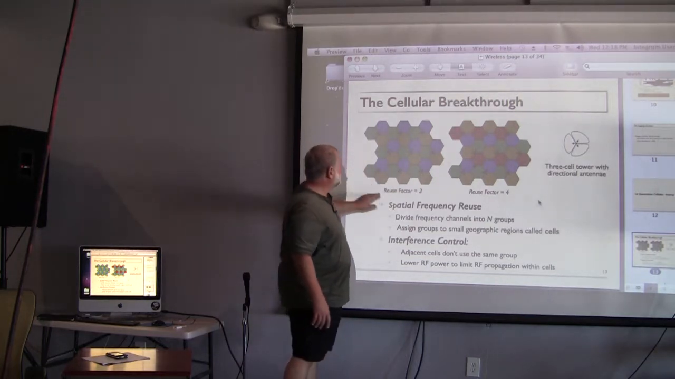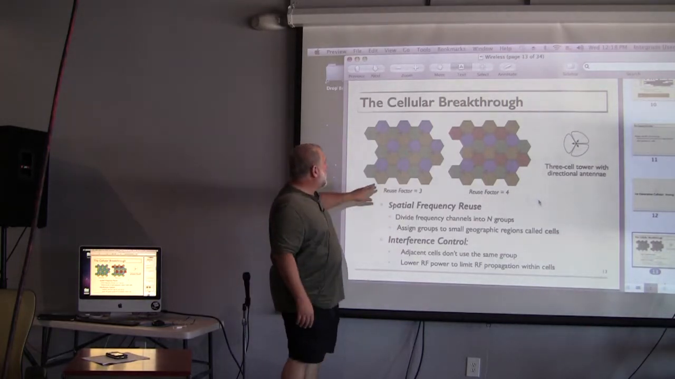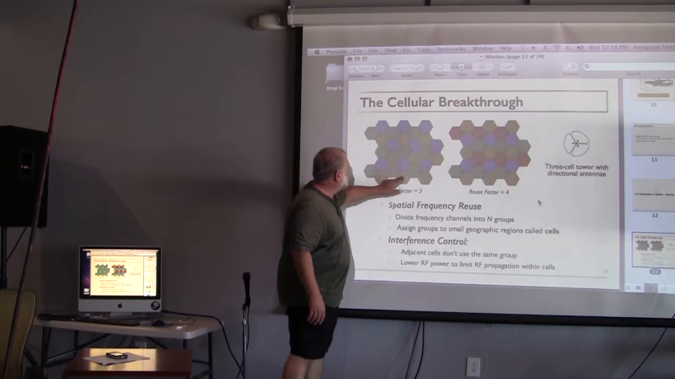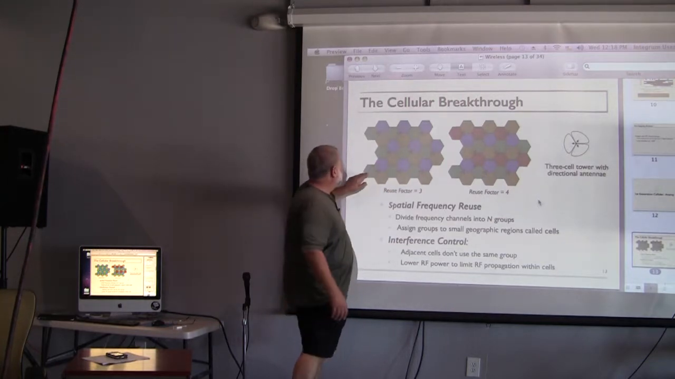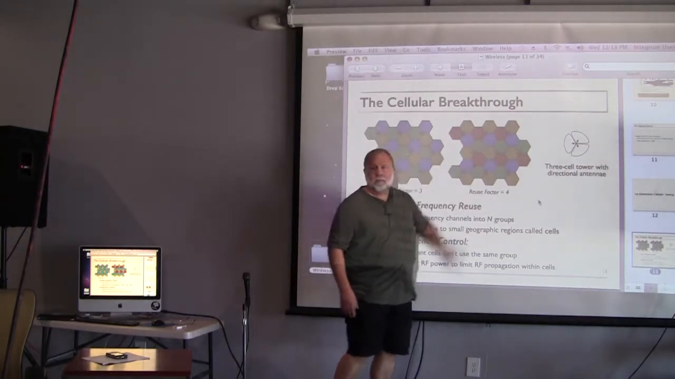So this is a reuse factor of 3. That means I have 3 groups of frequency channels. The yellow here is all one group. The green is one group. The blue is one group. Here's a reuse factor of 4.